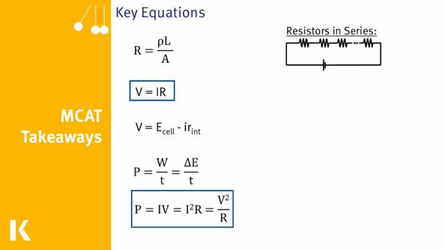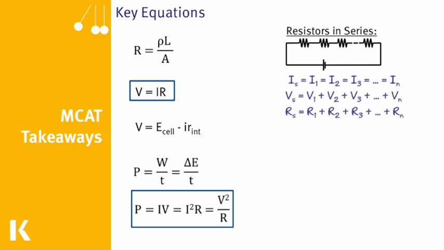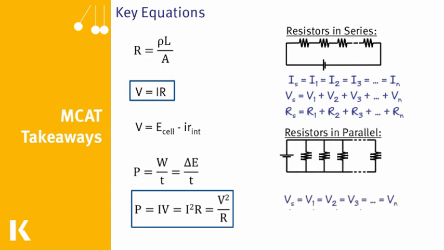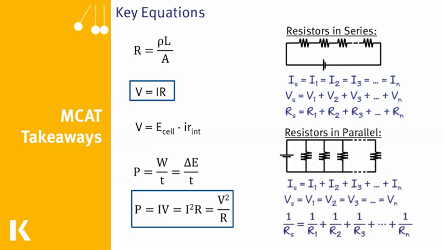When arranged in series, current is constant, while voltage and resistance are both additive. When resistors are arranged in parallel, voltage is held constant, while current and resistances are additive. Remember, however, for parallel systems, that resistances add reciprocally, so more resistors actually means less equivalent resistance.